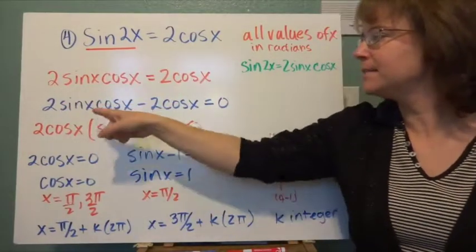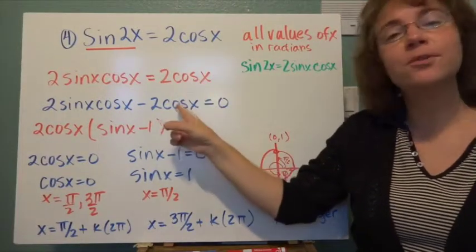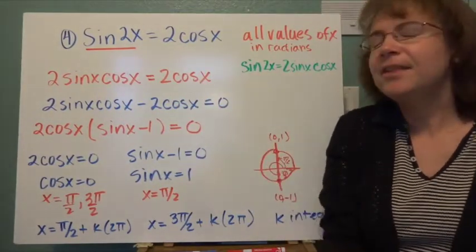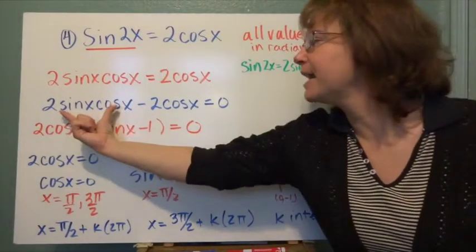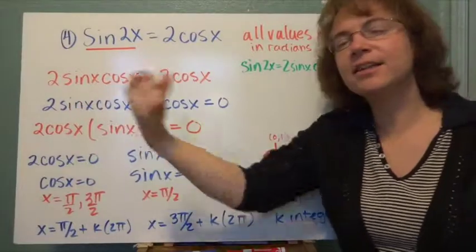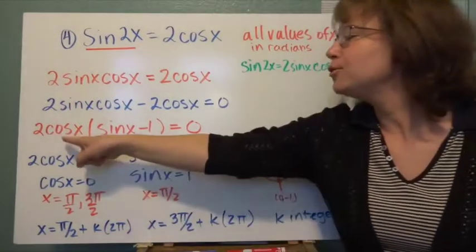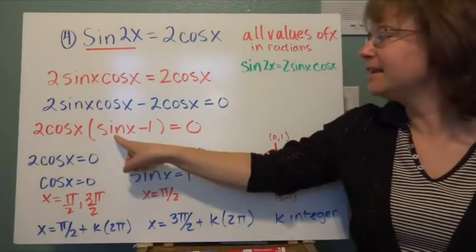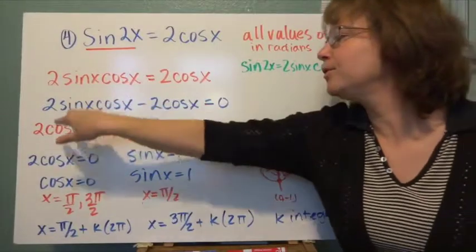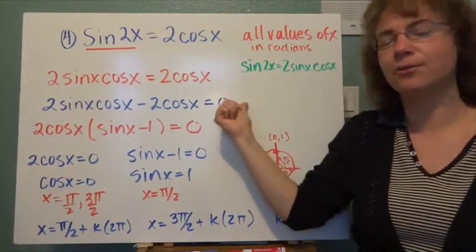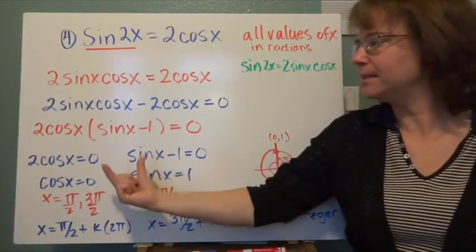So 2 times sine of x cosine of x, subtracting 2 cosine of x from both sides, equals 0. And then I'm going to factor out a 2 cosine of x. I have that in both of these. So factoring is another technique that's going to let me use that zero product property. So I have 2 cosine of x times sine of x minus 1 equals 0. Notice if I distribute that 2 cosine of x, I get back to that original one. So this could be 0 or this could be 0.